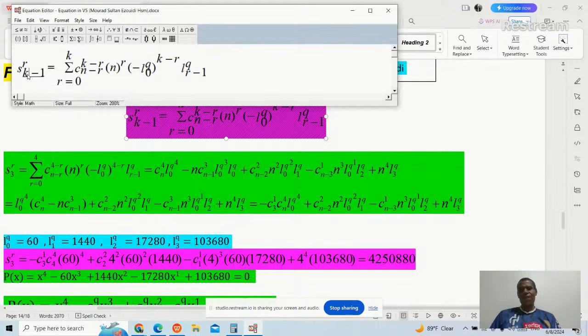To solve any polynomial, you have to use my own formula. This is 4, this is 4 minus r, and this one also 4 minus r. This is the discriminant formula, when k equals 4. I will replace r with 0, 1, 2, 3, and 4, and I will obtain immediately the following.